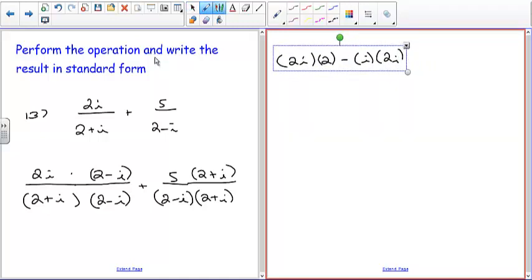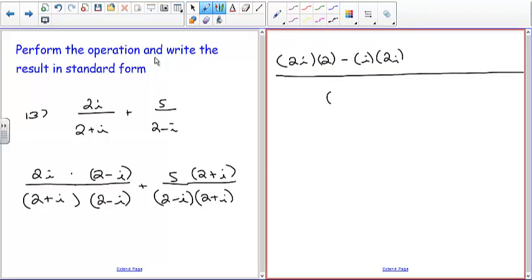Now I'm going to put this in one denominator because you can see I have the same denominator, and it doesn't matter which one I put first. Now the second group, you're going to have 5 times 2, which is 10, and 5 times i, which is 5i. So we get 5i for the second one. So these are the two numerators combined, common denominator.